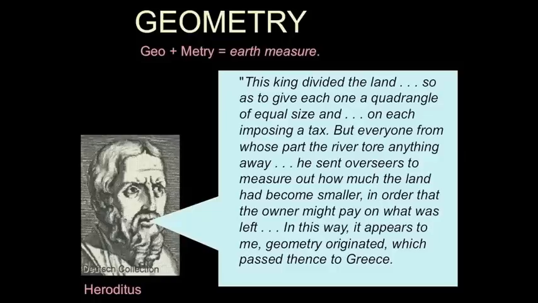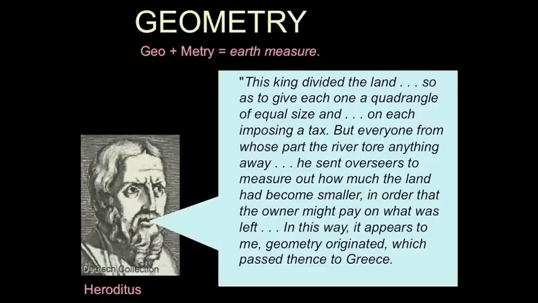So here we have Herodotus, historian, who says, "This king divided the land so as to give each one a quadrangle of equal size, and on each imposing a tax. But everyone whose part of the river tore anything away, he sent overseers to measure out how much of the land had become smaller in order that the owner might pay on what was left. In this way, it appears to me, geometry originated, which thence passed to Greece."